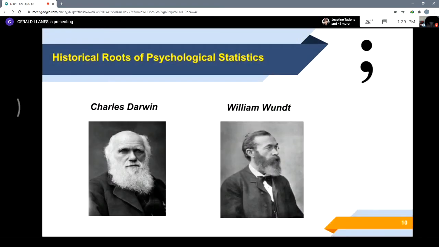Hindi niyo kilala si Wilhelm Wundt? Father of psychology. Very good. He is the father of psychology, the father of experimental psychology, the father of modern psychology, the father of scientific psychology, and the father of his daughters and sons. Yan si Wilhelm Wundt. Okay? Sikat si Wilhelm Wundt kasi siya ang isa sa mga pinaka-nagsimula ng pag-aaral ng psychology with touch of science.